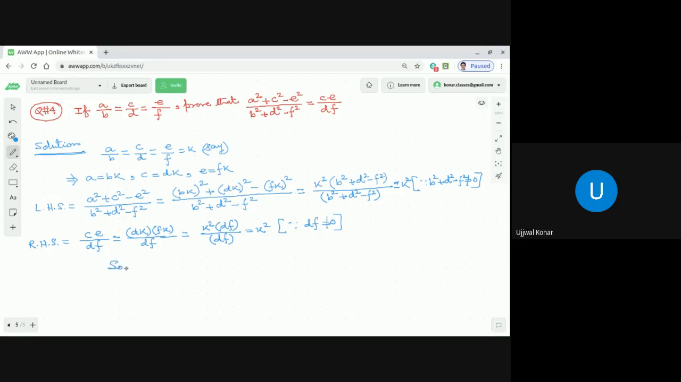So as left hand side is equal to right hand side, we can conclude that A square plus C square minus E square divided by B square plus D square minus F square is equal to C into E divided by D into F. Hence, we are able to prove what was given to us to prove.